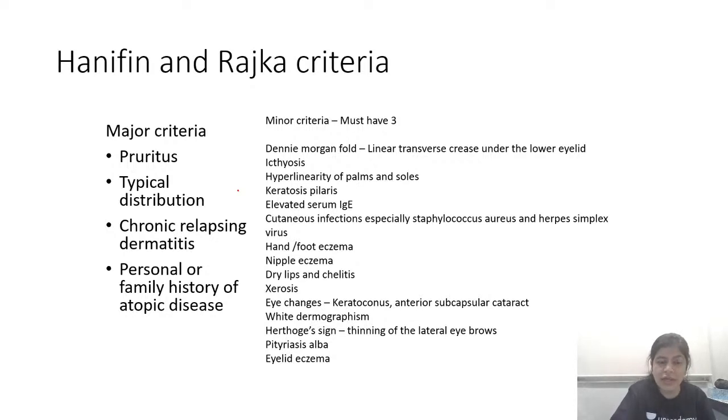The only way you can diagnose atopic dermatitis is by using criteria. These criteria are basically major criteria and minor criteria. So when you see a constellation of symptoms and signs together which fit into the criteria, you diagnose it as a case of atopic dermatitis. So there are certain major criteria. The major criteria include pruritus.